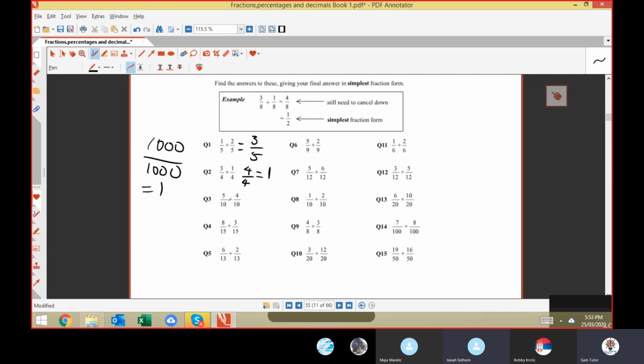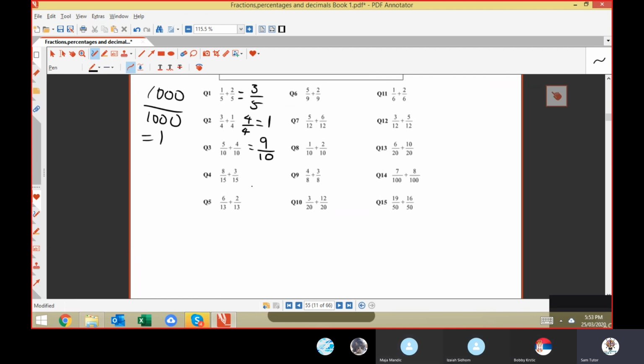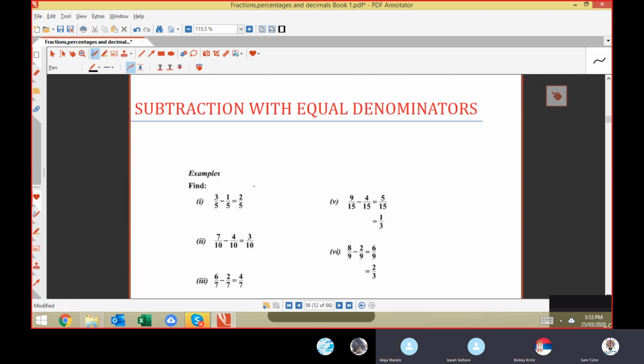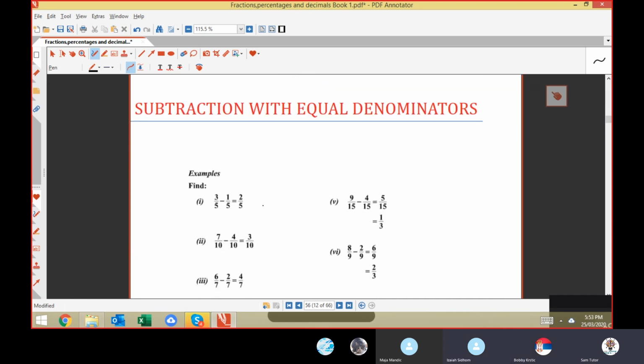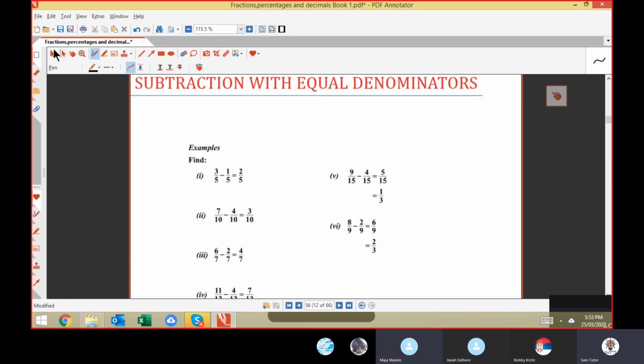All right. 5 over 10 plus 4 over 10 becomes 9 over 10. So please keep that in mind. If they're the same denominators, I leave it the same. I don't even do anything to it. Just add the top. Easy? Guess what? If it's subtraction with equal denominators, you don't do anything to the denominators again. You just subtract the top. So 3 over 5, take away 1 over 5 becomes 3 take away 1 is 2 over 5.